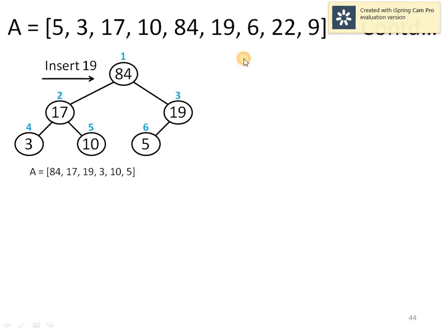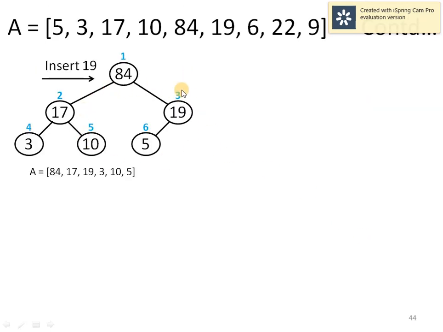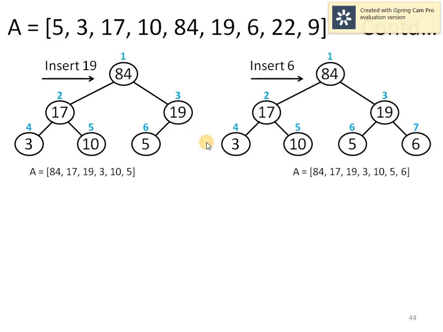After 84 we have to insert 19. So 19 will be inserted as left of 5. So 19 and 5 will be compared and an exchange will take place. So the structure will remain the same after the insertion of 19, but 19 will reach index position 3 and at index position 6 we will have 5. So you will have something like this. Then 6 will be inserted as right of 19. No change will take place.